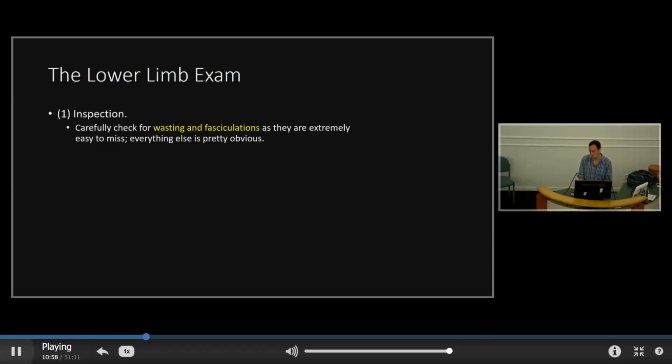They're very easy to miss. So you have to basically look at this person's muscles for fasciculations for, they say, a good 30 seconds. It's probably true. So if you see wasting in particular, have a very hard look for fasciculations.